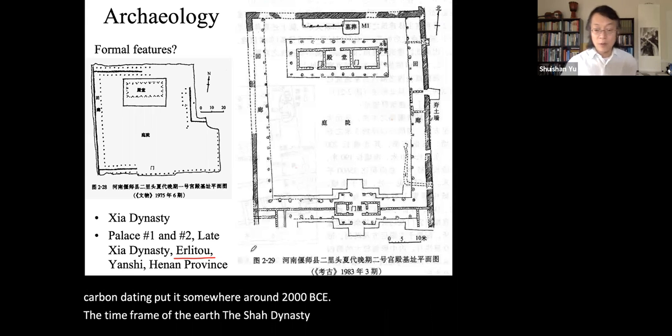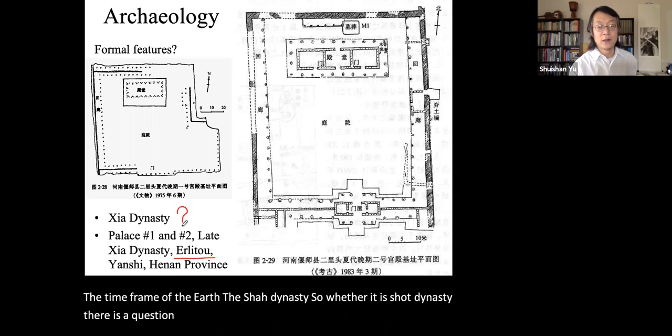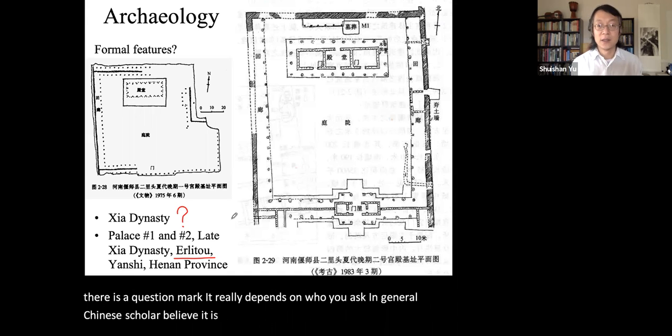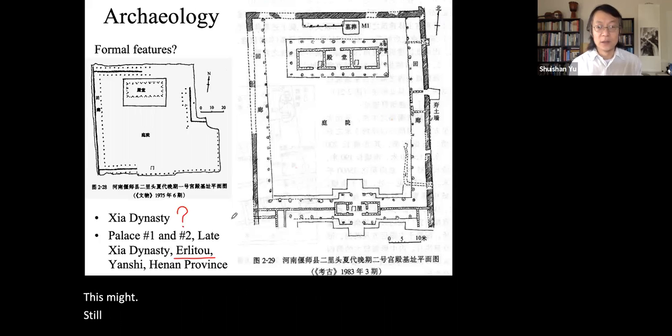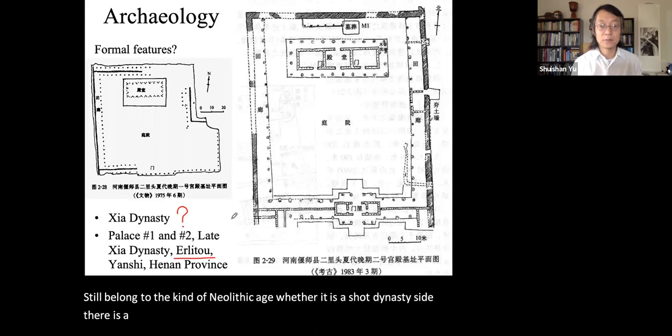So whether it is the Xia Dynasty, there is a question mark. It really depends on who you ask. In general, Chinese scholars believe it is a Xia Dynasty. Scholars in Europe and America have a big question mark there. They thought that this might still belong to the Neolithic age, whether it is a Xia Dynasty site. There is a question mark there.